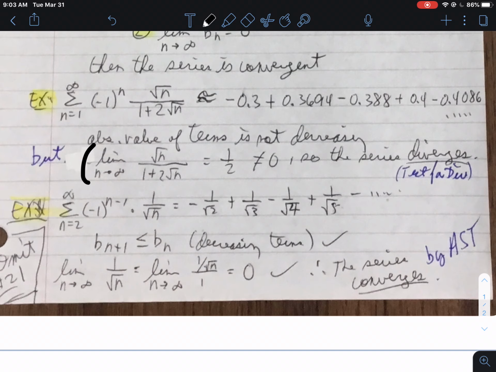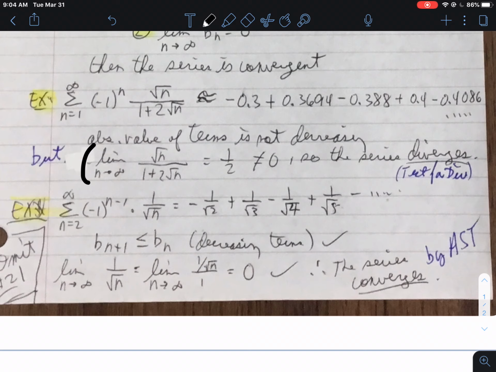So we do have the two requirements. We have that the absolute values are decreasing, and we have that the limit of the absolute values of the terms is 0. And so I can say that this series is convergent by the alternating series test. And that's pretty much it. That's what the alternating series test is.